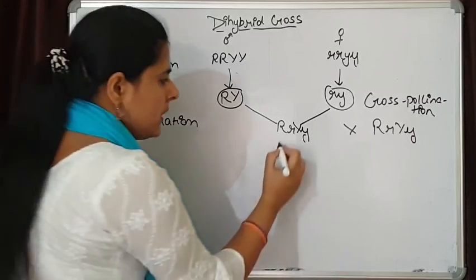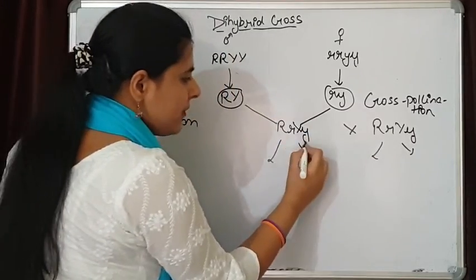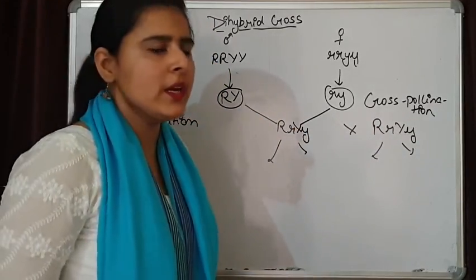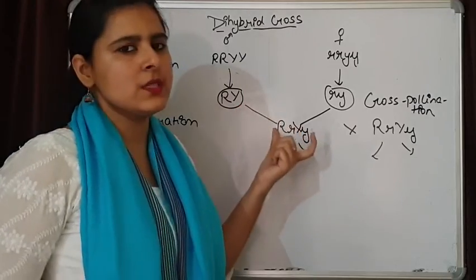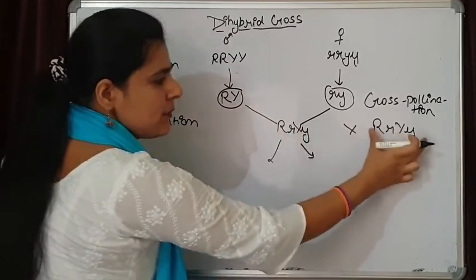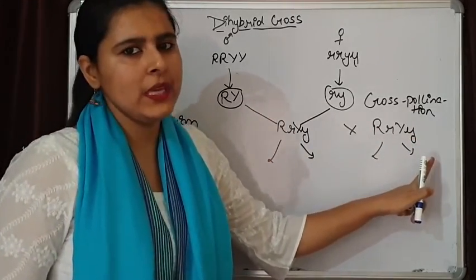Here also gametes are going to be formed. Both are having the same genotype. See, I am using some terms over here; we are going to explain these terms later on. I am writing they are having the same genotype, so the gametes formed from both these plants are going to be the same.